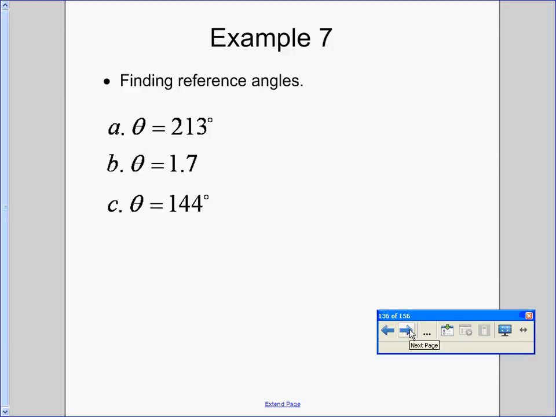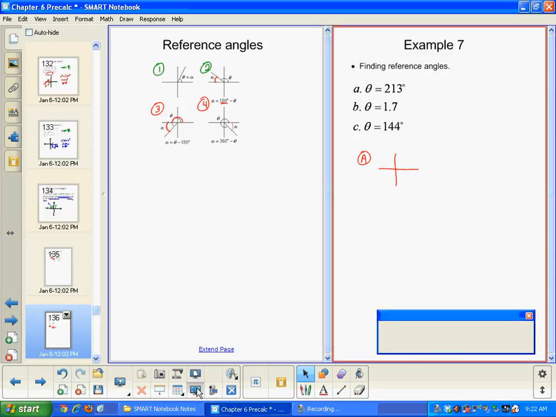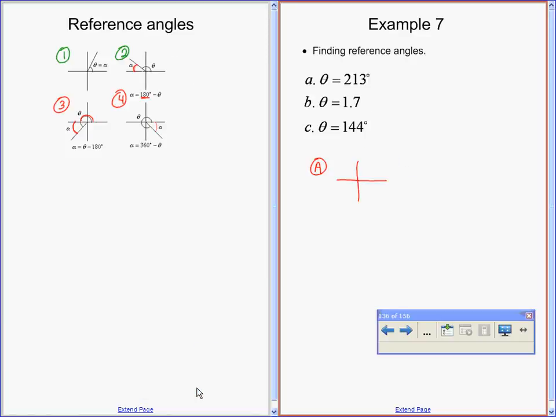So here we're going to find a reference angle for each one of these. The 213 degree angle, so on A, let's look at the two slides together. Here we have 180, and then we've got 270. If we think about where that's going to lie, we have it somewhere in here. So that means in this case we need to say 213 minus 180, and then we get a reference angle of 33 degrees. Okay, so that's for A.